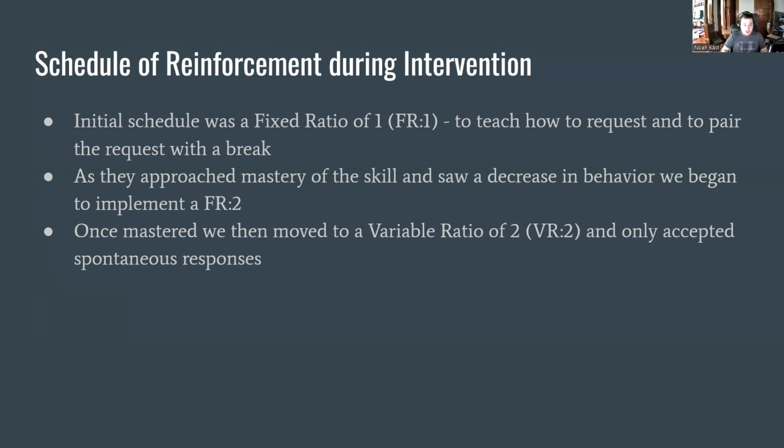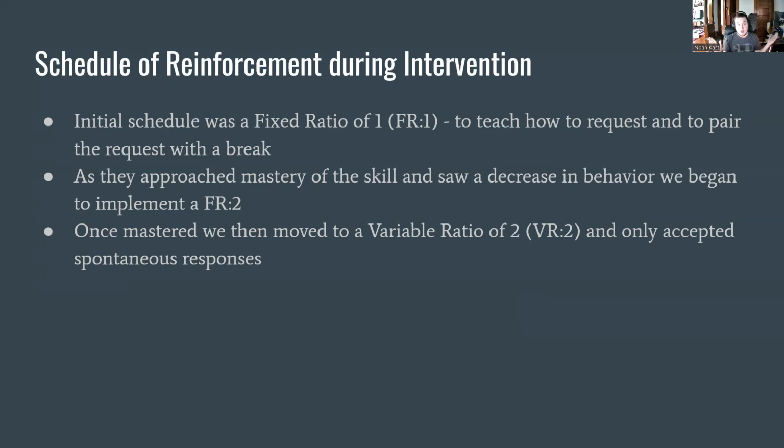So, what was the schedule of reinforcement that we used? During intervention, initially, we used a fixed ratio of 1. This is primarily to teach how to request and to pair the request with a break. So, if she says it, boom, it ends the task right there and then. As we started approaching mastery of the skill and saw a decrease in the behavior, we began to implement an FR2. So we can show them that, hey, you can't get a break every single time, but we want to get that process. And this process lasted for about 2 or 3 days.